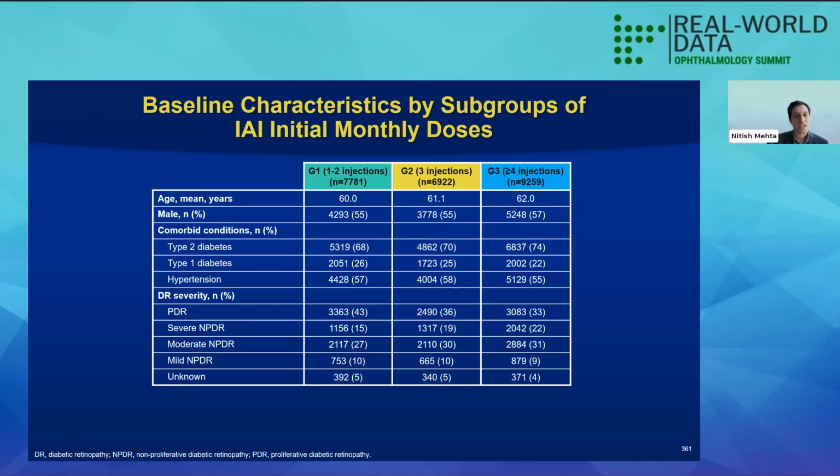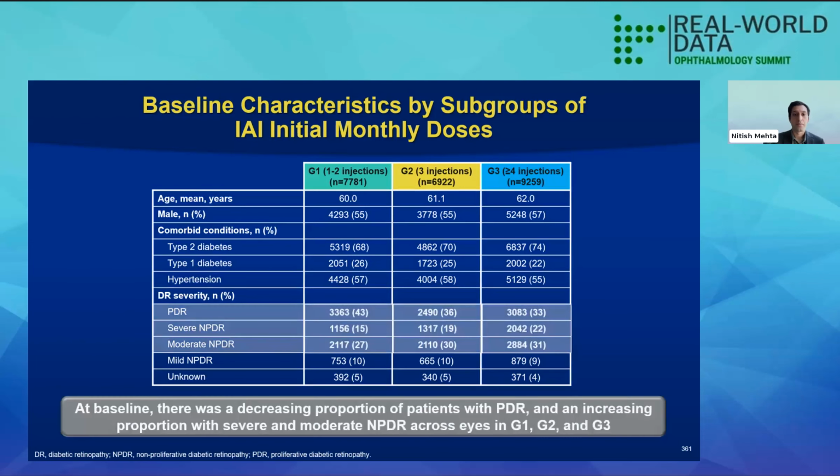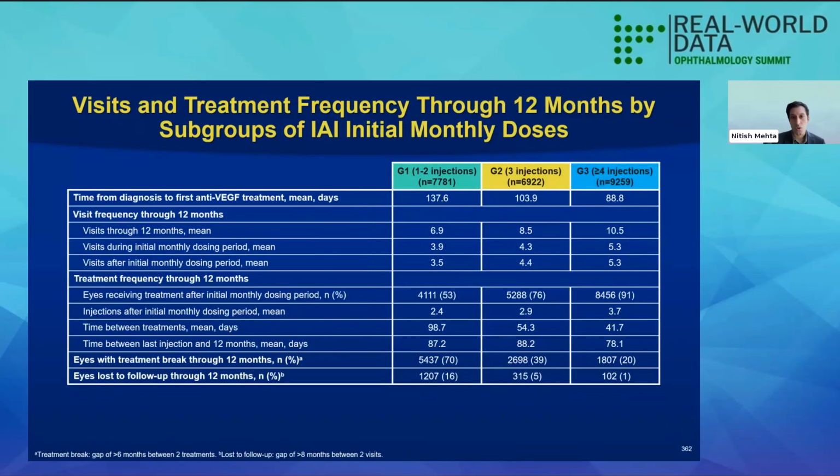Breaking down by age and sex, they were pretty similar, but we can see here that the proportion of patients with specific forms of DR was different. In those that only received 1 to 2 injections, a greater proportion of patients had PDR, and a greater proportion of eyes in the higher treatment arms had moderate and severe NPDR. Also interesting was that the patients in the lower injection cohorts often had a longer time from diagnosis to treatment. Over the 12-month course, they had fewer visits, more breaks in treatment, and more losses to follow-up. So this particular cohort seemed to have more difficulty potentially adhering to treatment schedules.